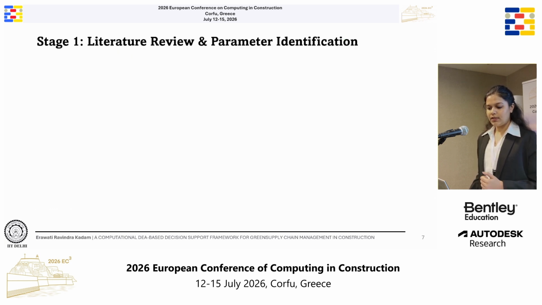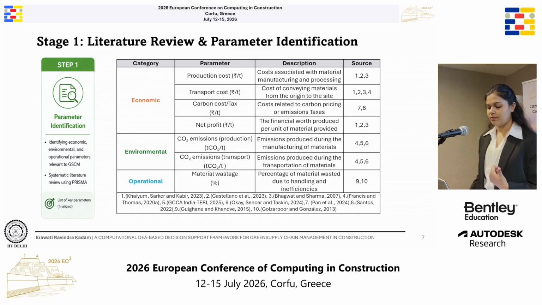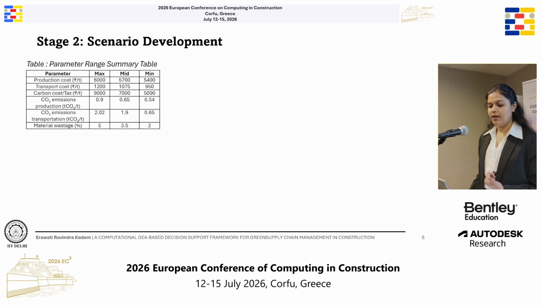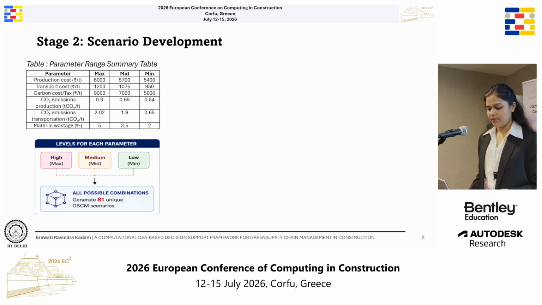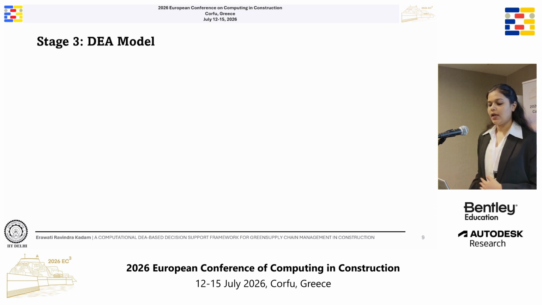Now moving toward the first stage, literature review and parameter identification. This is done by PRISMA analysis, and three categories of parameters are identified: economic, environmental, and operational. Then scenarios are developed. To develop the scenarios, parameter ranges need to be summarized from the literature. Minimum, mid, and max levels are decided. These are the 81 scenarios, where different combinations are formed.